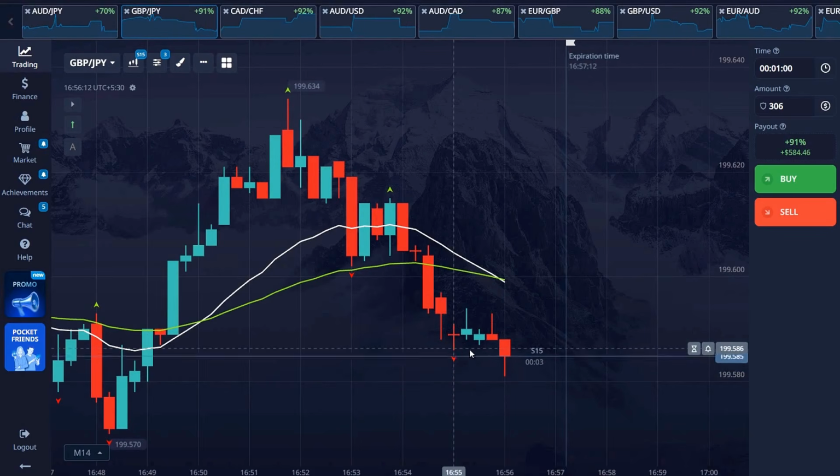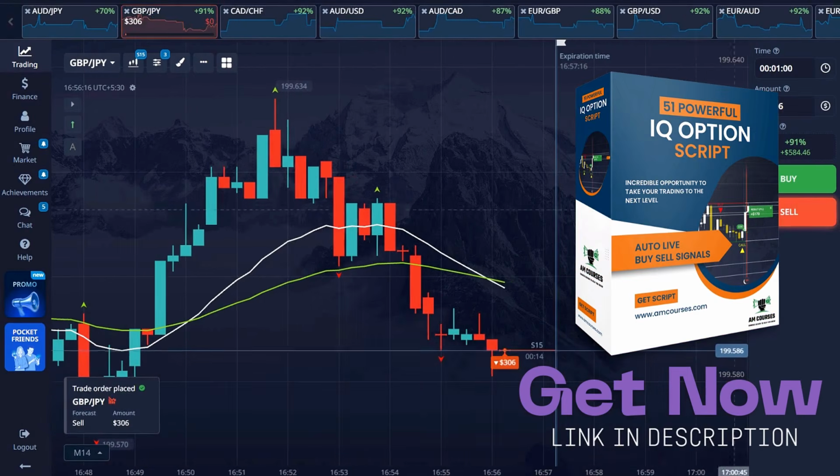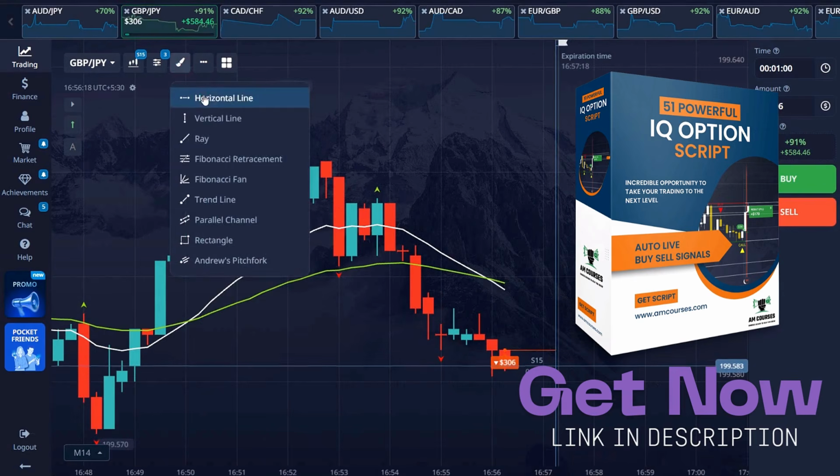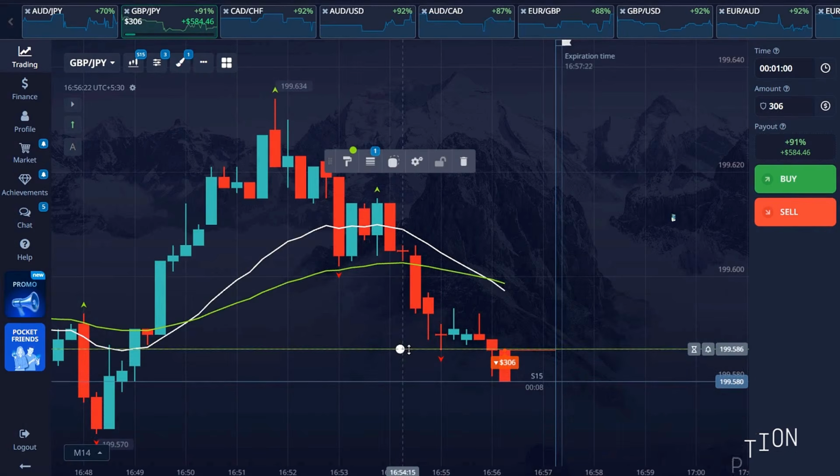Today I'm going to show you a super simple strategy called the Fractal Breakout Strategy that works amazing on Pocket Option. This method uses just one indicator, yet it helps you catch powerful moves in the market.